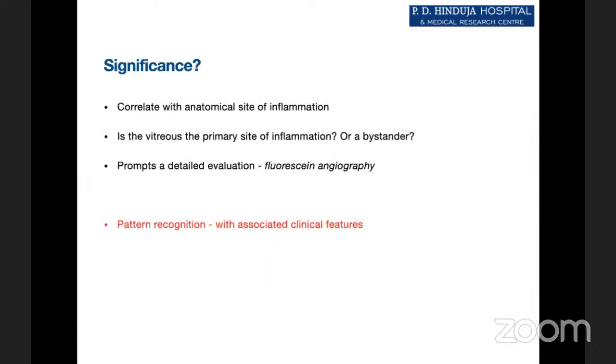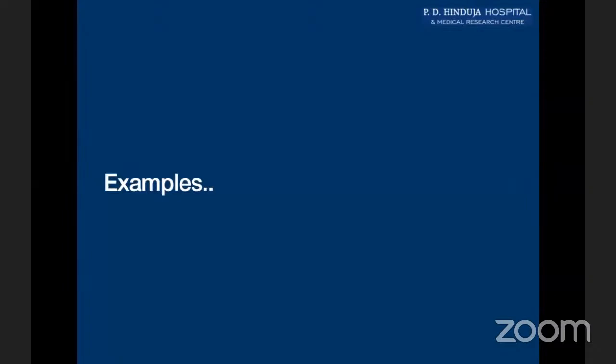Now, what is the significance if you see vitritis? We have to correlate the vitritis with the anatomic site of the inflammation. So, is the vitreous the primary site of inflammation, as in intermediate uveitis? Is it a bystander, or is it a spillover? It prompts a detailed evaluation, for example a fluorescein angiogram, and we have to do pattern recognition. Let's take a few examples.